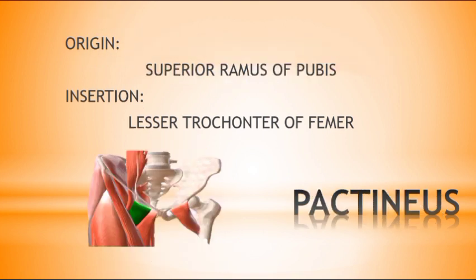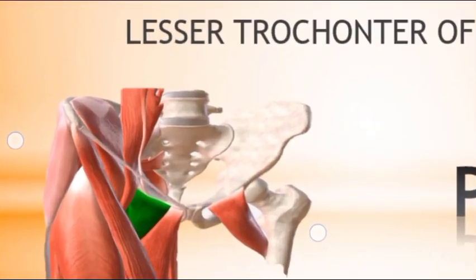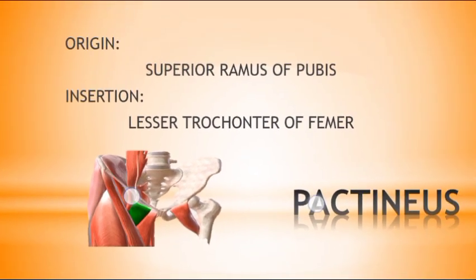The next muscle is the pectineus muscle. The origin of this muscle is the superior ramus of the pubis. This muscle is over here. The green part is the pectineus muscle. It's a kind of small muscle. Then the insertion of this muscle is at the lesser trochanter of the femur along with the psoas and iliacus. The function of this muscle is flexion and adduction of the thigh at the hip joint.